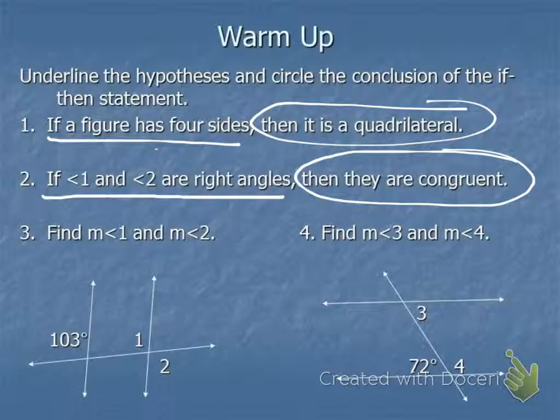All right, number 3. We are actually looking for the measure of angle 1 and the measure of angle 2. Does anyone know one of those and why? Let's focus on number 1. The angle we're given and number 1 are what type of angles?